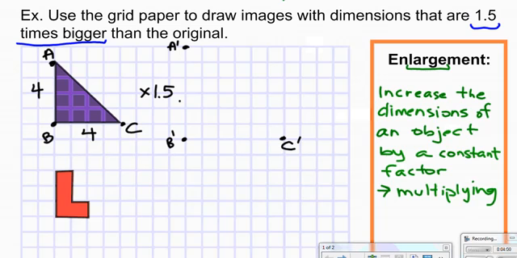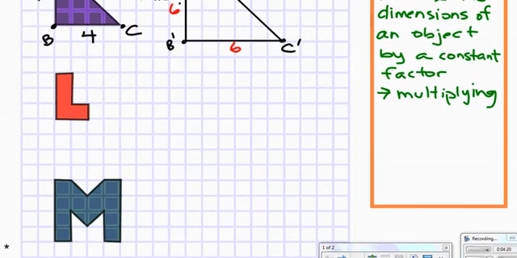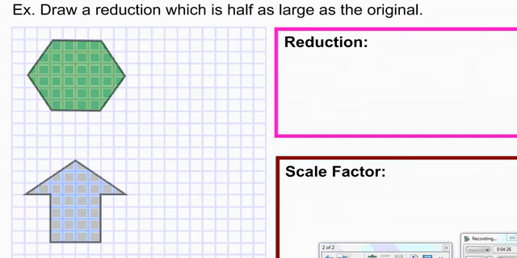Okay, and so then all you need to do is take your ruler and connect your dots. Okay, and so then you have a new triangle with the enlarged measurements of 6 and 6. So what your job will be is to do the same thing for the L and the M, and then we will check those together in class tomorrow.